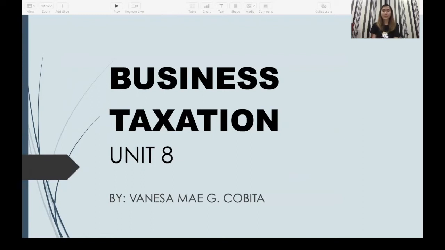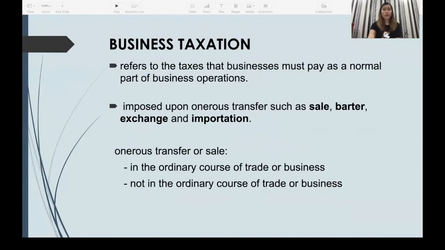Morning. I will be presenting and discussing the content of business taxation. Business taxation refers to the taxes that businesses must pay as a normal part of business operations. It is imposed upon onerous transfers such as sale, barter, exchange, and importation. When we say onerous transfer or sale, it should be in the ordinary course of trade or business.